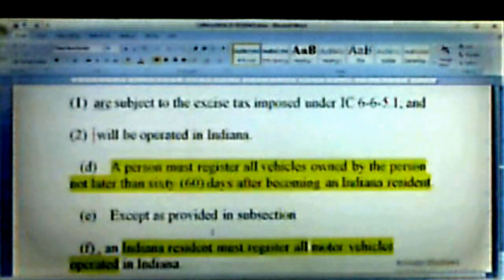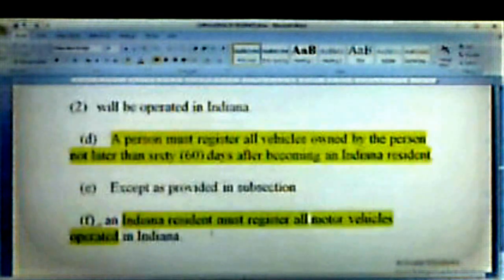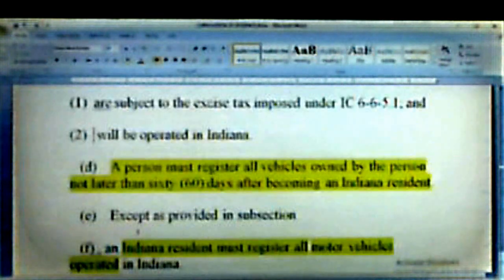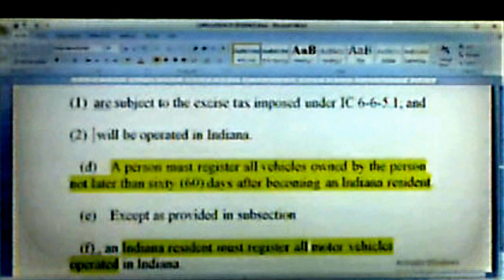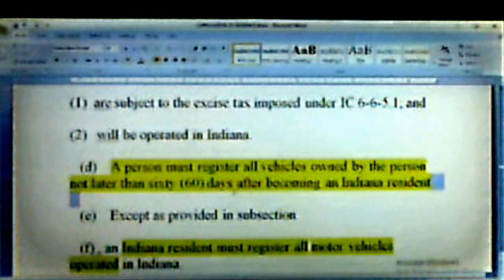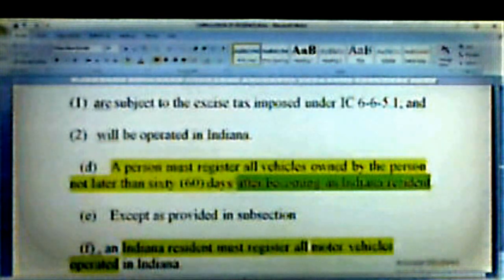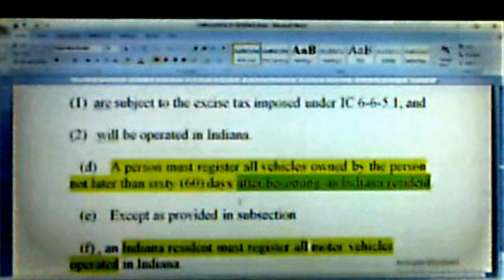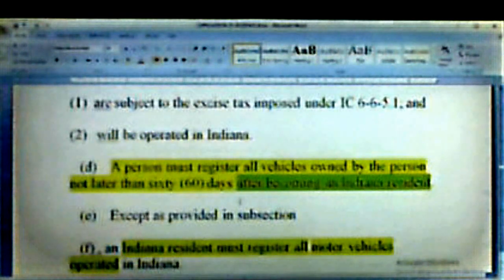Now, it says a person must register all vehicles owned by the person no later than 60 days after becoming an Indiana resident. Now, that too is a requirement. They've got to do it within 60 days after they become an Indiana resident. Right? So we're going to have to look at what an Indiana resident is a little later, because that too is a requirement.